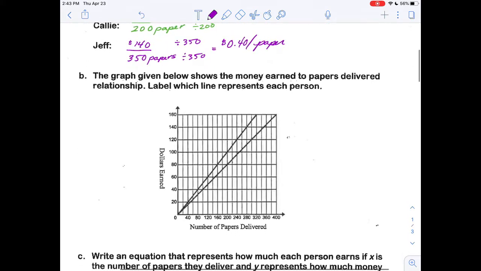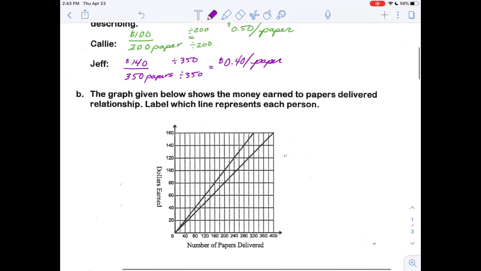Then looking at the graph, you should be able to figure out who is who and label those representations of each person. Well, obviously Jeff is getting the least amount of money with only 40 cents per paper, so the least steep one here must be Jeff. Callie is getting 50 cents, she's getting more money, so Callie is going to be that top line.